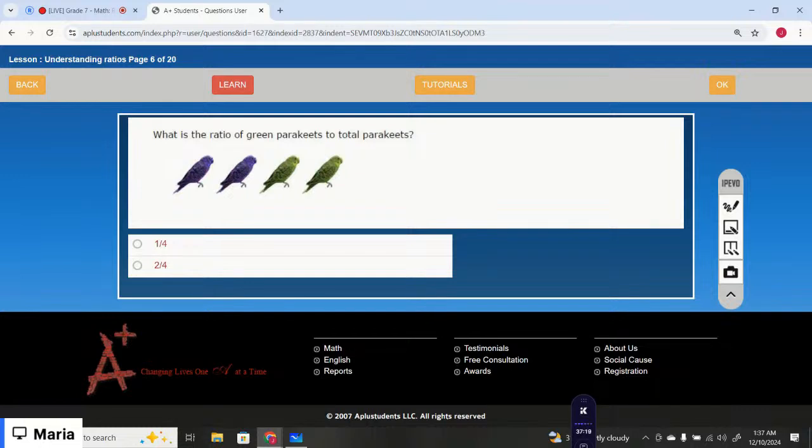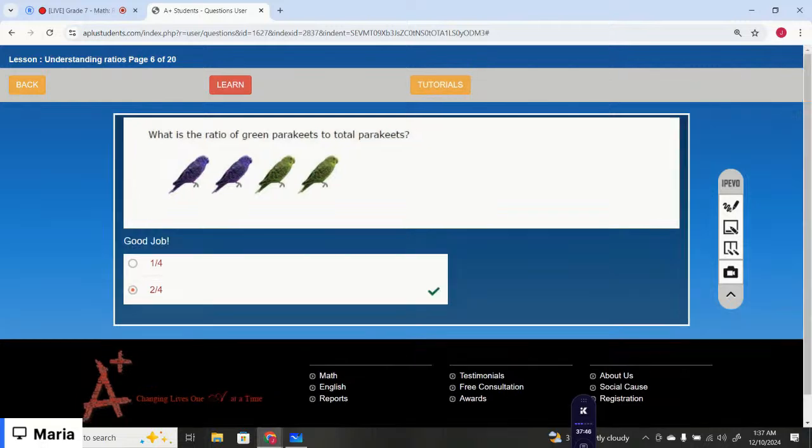What is the ratio of green parakeets to total parakeets? So which is the correct option? Two to four. Option number 2 is the correct option. Two green parakeets and the total parakeets are four. That is 2 to 4. Option number 2 is the correct option.